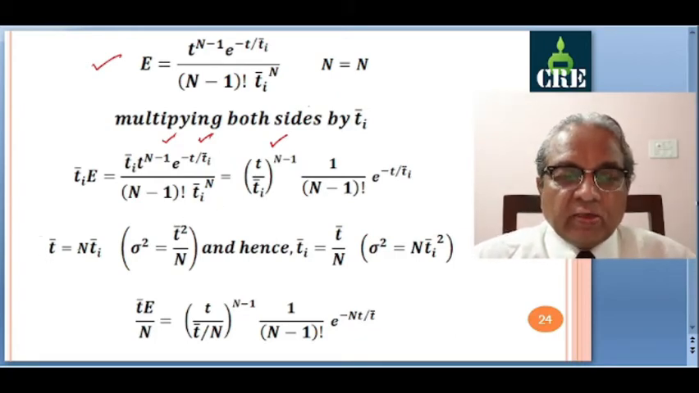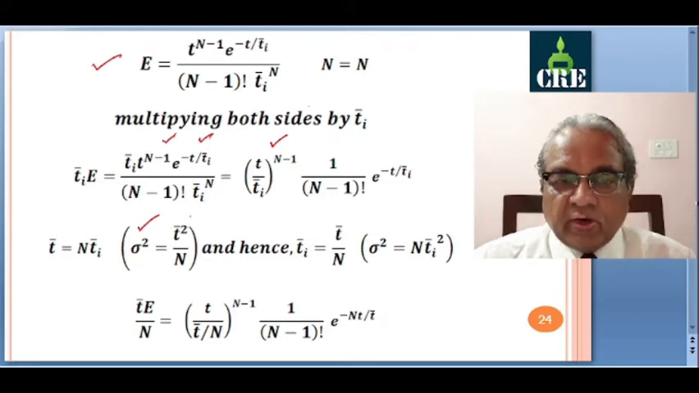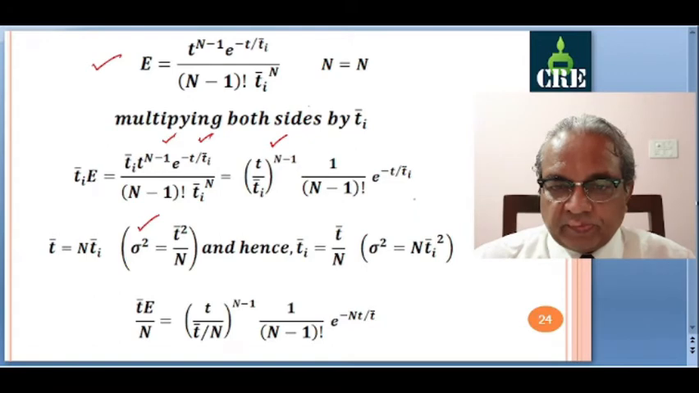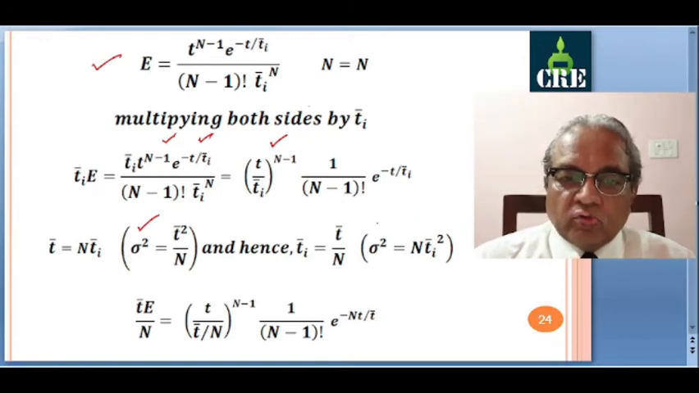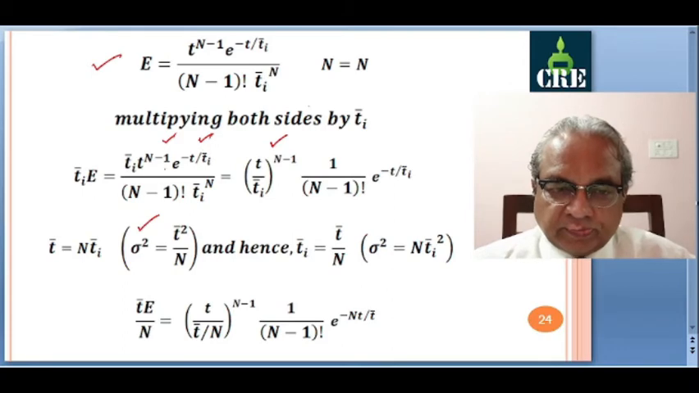Now t bar is n times ti bar, that you know. Here the variance we have used is equal to t bar square by n, and we can write ti bar from this as t bar by n, and also the variance as n into ti bar square. So if I know the mean and variance, I can find out the number of tanks to be employed in series.